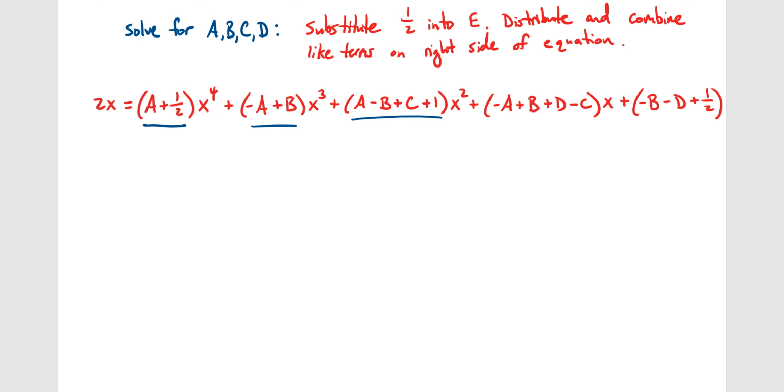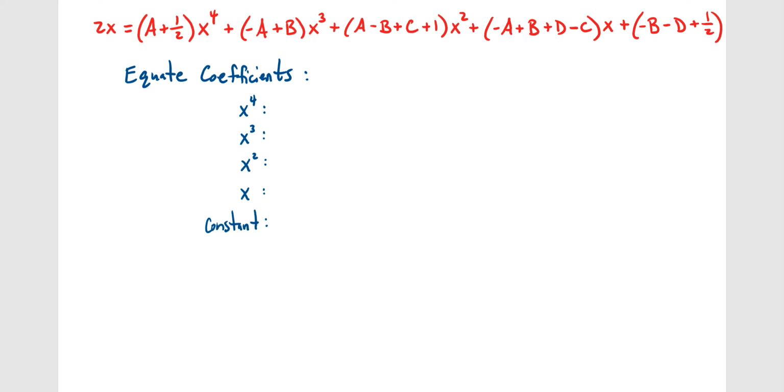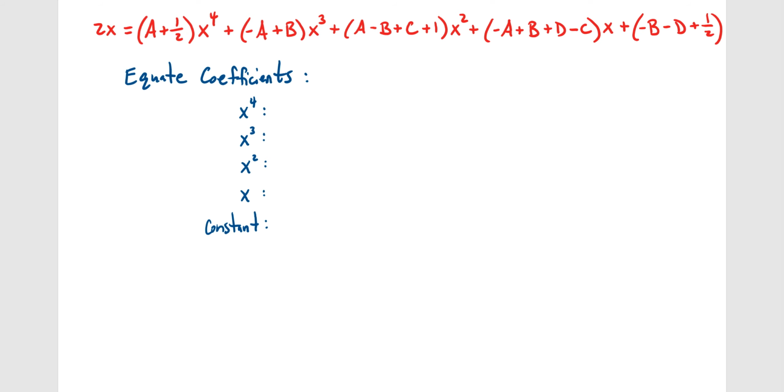Okay, so let's go ahead and equate these coefficients. We're going to do it for all of these terms. For x to the 4th, like we said, there is no x to the 4th term on the left, so that coefficient is a 0. And on the right, we have a plus 1/2. Obviously we can solve that for a, but let's just hold on a second.